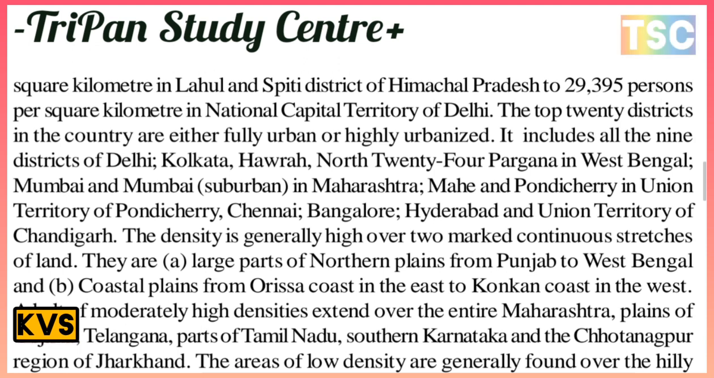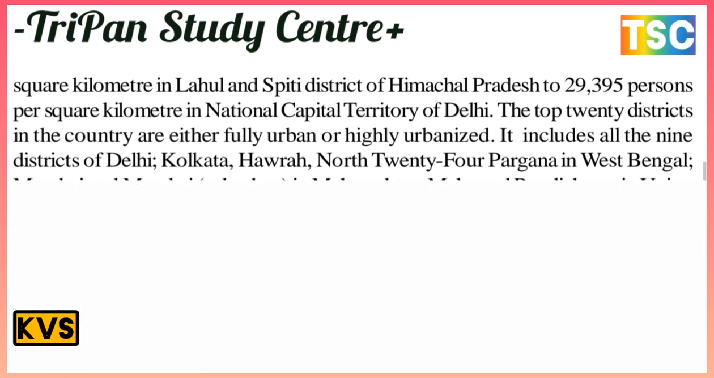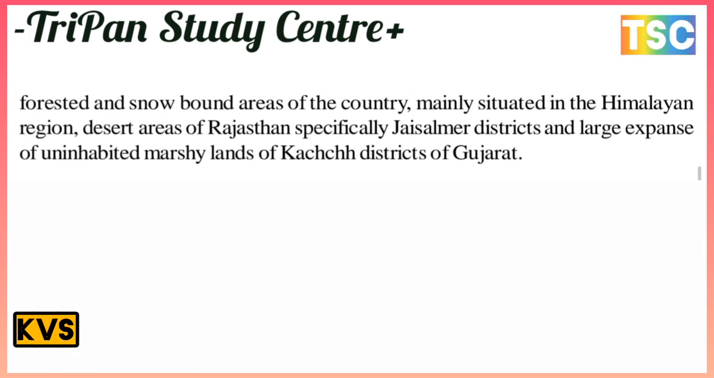The areas of low density are important. They are generally found over highly forested and snow-bound areas of the country, mainly situated in the Himalayan region and the desert area of Rajasthan, specifically the Jaisalmer district and the large expanses of uninhabited marshy land of the Kachchh district of Gujarat.